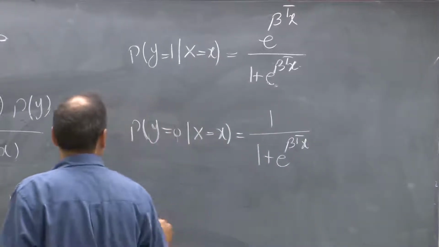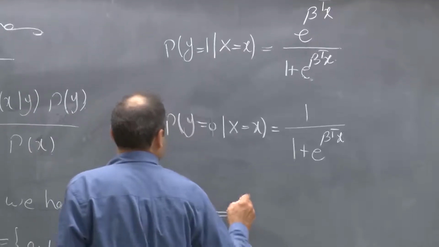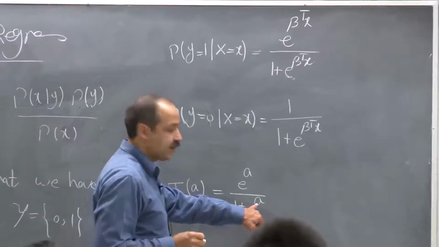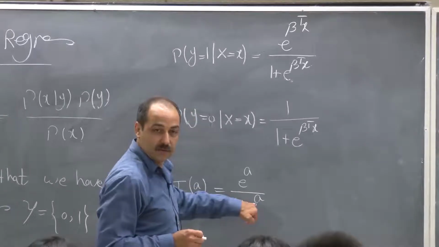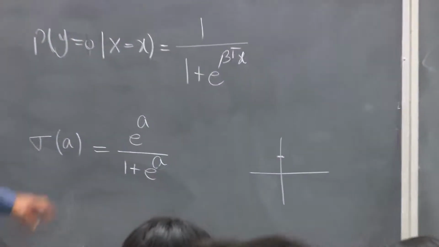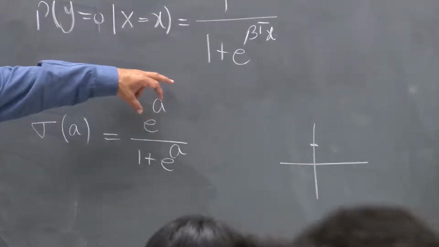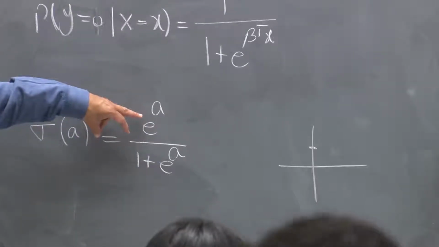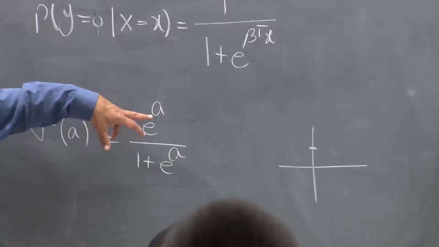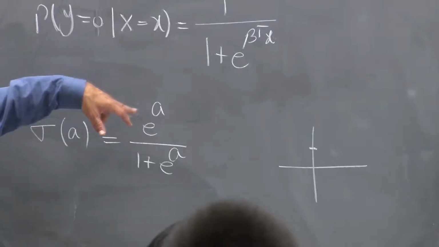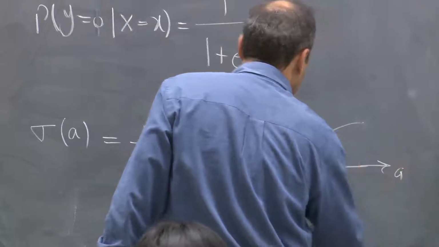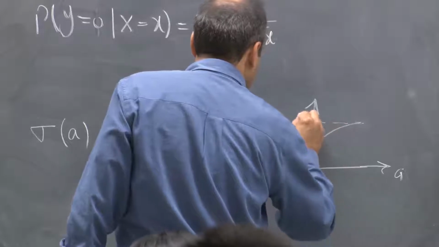In general, if I have this function, what's the form of this function? If a is 0, this is 1 and this is 2. At a equal to 0, this is 1/2. If a goes to negative infinity, what's the value of this function? 0, right? If it goes to plus infinity, what would be the limit? It's going to be 1, right? So the form of this function is like this. When this is a, here is 1/2, this is 1, and this is 0, okay?